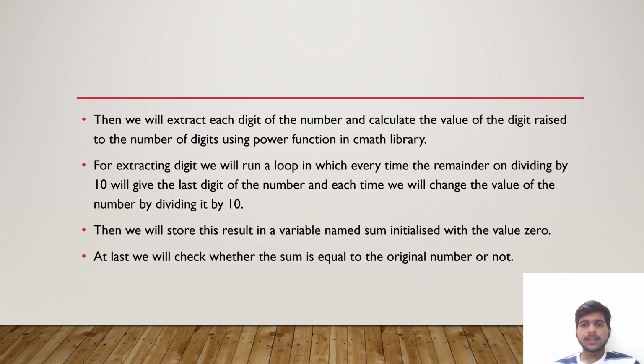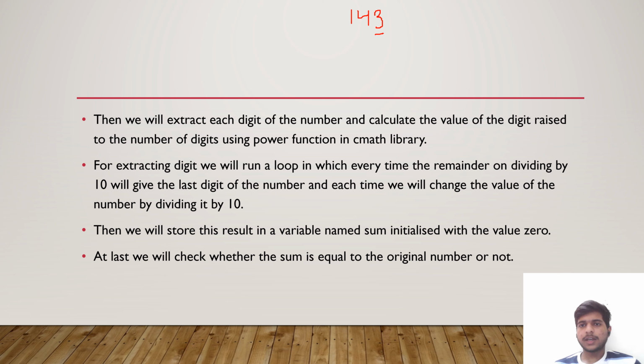And then we will extract each digit of the number. So we will use another loop. Like we have the same number 143. How to extract the digit? We will be extracting the last digit of the number in each iteration, and after each iteration we would update the number to be the number divided by 10.